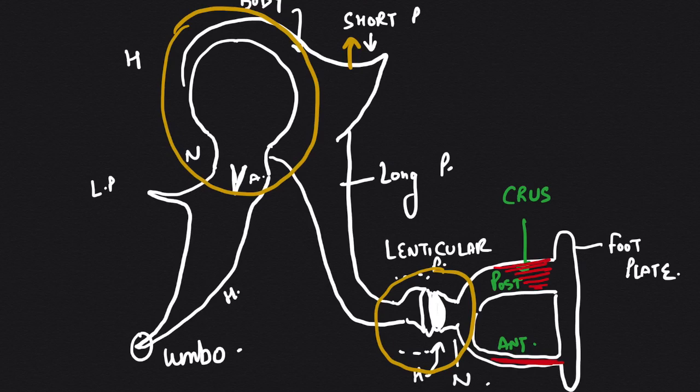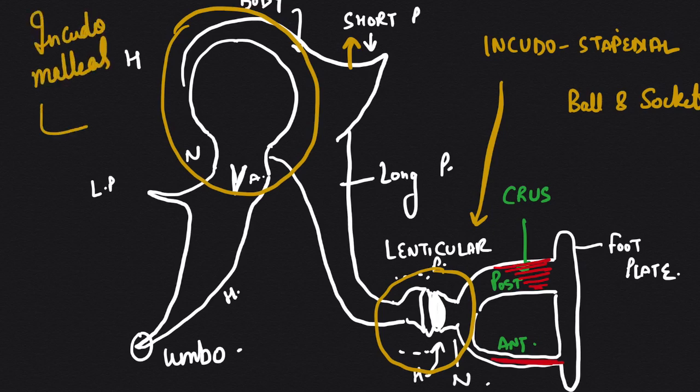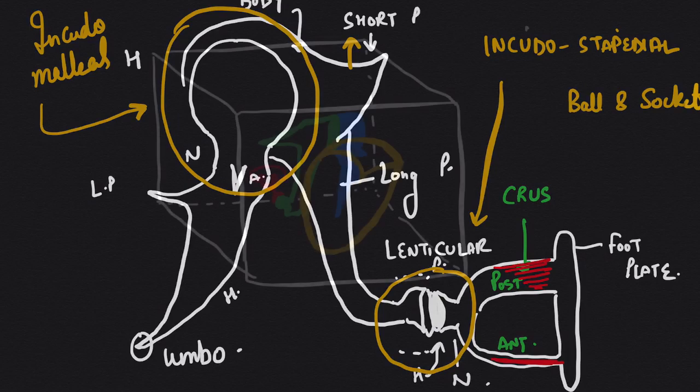Now these ossicles have two joints, the incudostapedial joint, this one, which is a ball and socket kind of joint. Both are synovial joints, and the other one is the incudomalleolar or the incudomalleal joint.